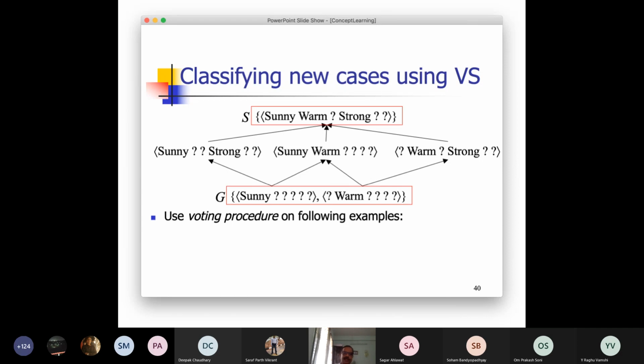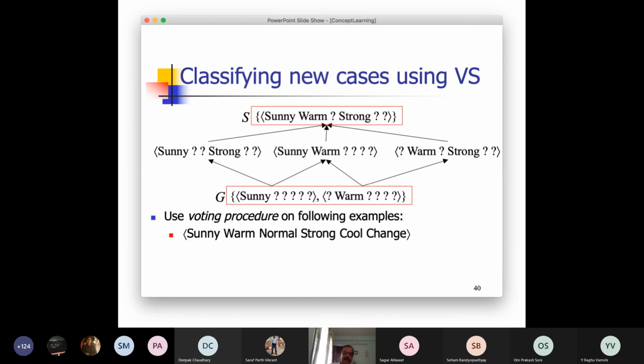Suppose here there are 1, 2, 3, 4, 5, 6, say 6 such hypotheses in the version space, and you know that they are consistent with respect to our training examples. Which means they all satisfy the condition that whatever samples in the training examples are accepted, these hypotheses accept them, and whatever samples are rejected, these hypotheses reject them. That is the consistency part.